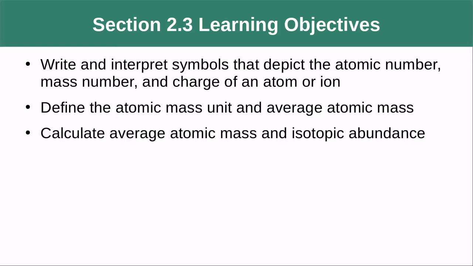In section 2.3, we're going to talk about how to write and interpret the symbols that depict the atomic number, mass number, and charge of an atom. These are used to describe the atomic structure of the atom. We're going to define the atomic mass unit and the average atomic mass, and then we're going to do some calculations.